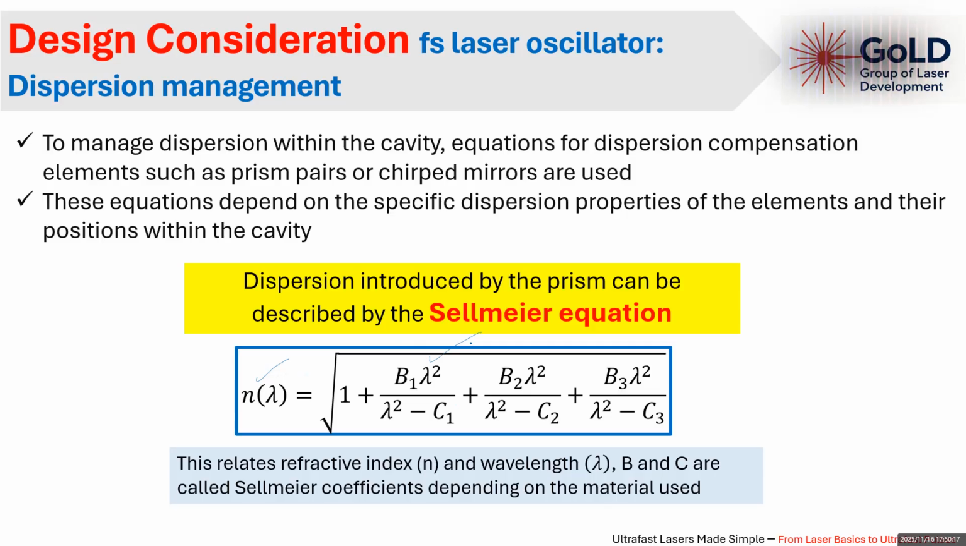So this equation, the dispersion introduced by the prism, which we are using to compensate, can be described with this equation. The light passes through, and each and every material has a refractive index, and this refractive index is linked with the wavelength. For some wavelengths it's different, and for some wavelengths it's different. So basically this equation relates the refractive index and wavelength.